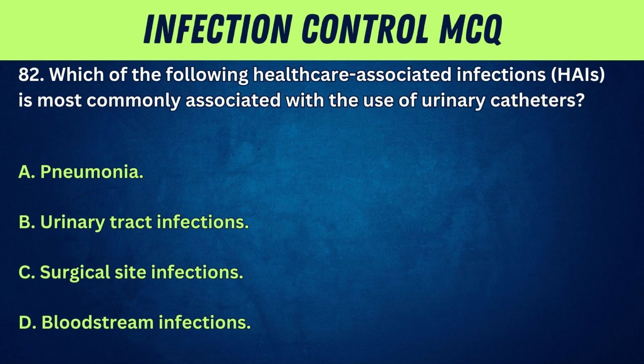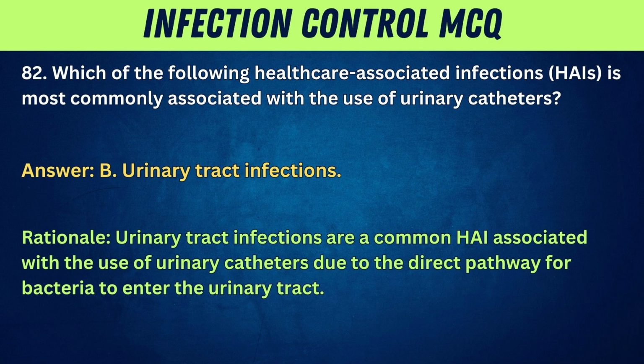82. Which of the following healthcare-associated infections, HAIs, is most commonly associated with the use of urinary catheters? A. Pneumonia. B. Urinary tract infections. C. Surgical site infections. D. Bloodstream infections. Answer. B. Urinary tract infections. Rationale. Urinary tract infections are a common HAI associated with the use of urinary catheters due to the direct pathway for bacteria to enter the urinary tract.